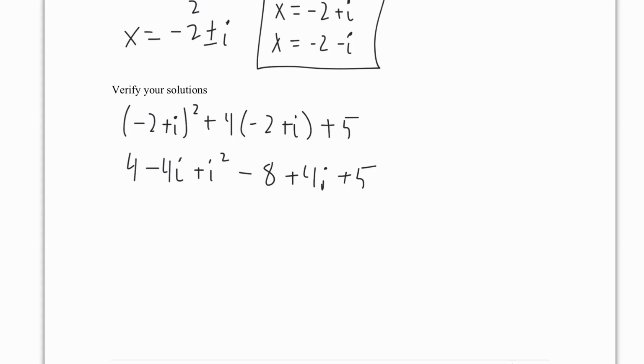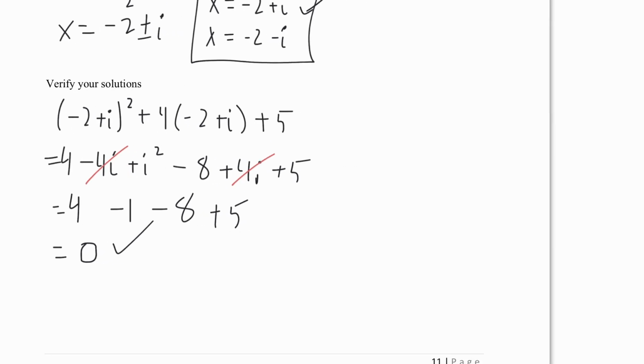Let's see what we can cancel. Negative 4i and positive 4i will go away. Remember, i squared is equal to negative 1, so we've got 4 minus 1 minus 8 plus 5. Well, 4 minus 1 is going to be 3, and then minus 8 is negative 5, and plus 5, we just get 0. So when we plugged it in, we got 0, which means this solution is indeed a solution. It's correct, because when you plug it in, you get 0. So x equals negative 2 plus i was indeed a solution.